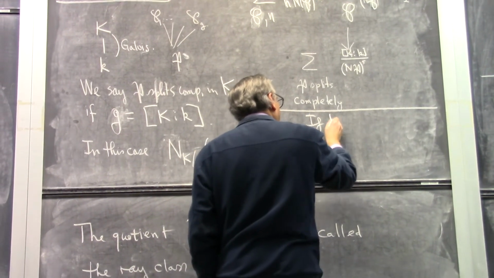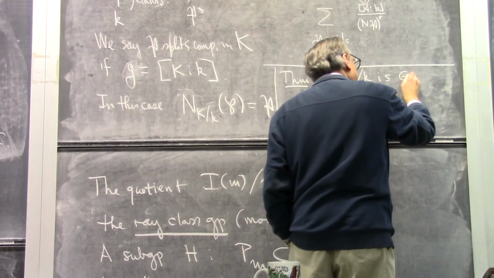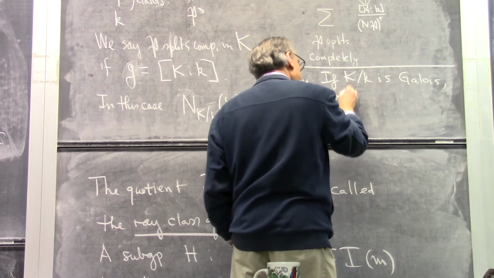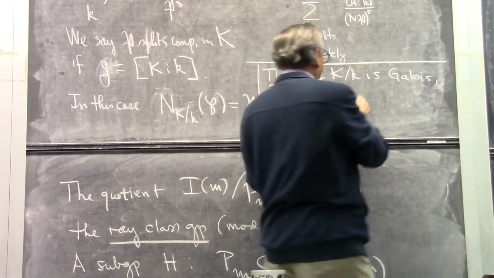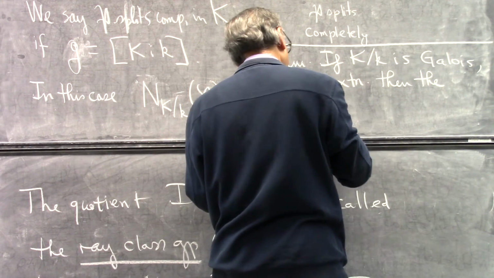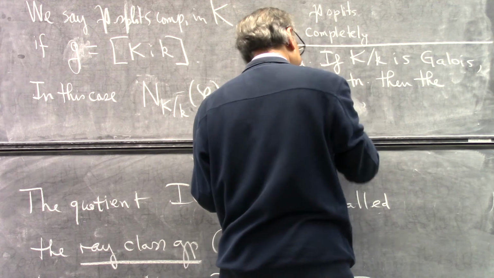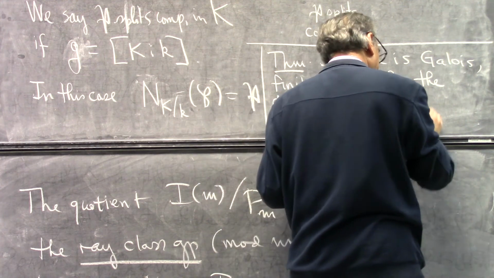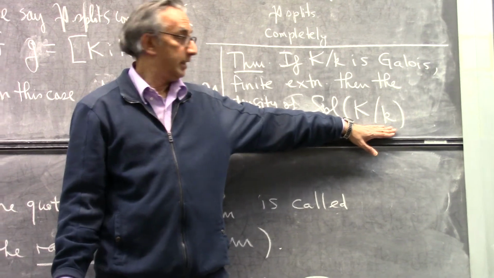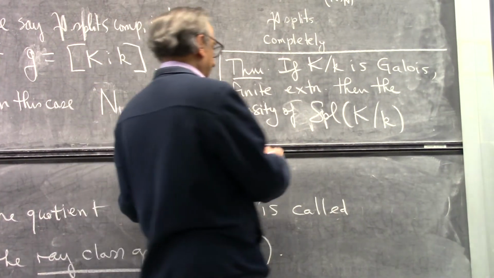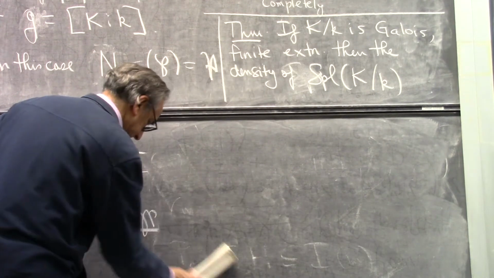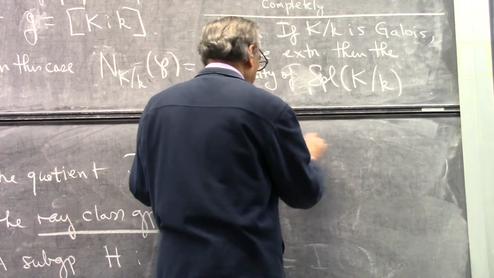If capital K over little k is a finite Galois extension, then the density of the set split(K/k), the collection of prime ideals, German P, that split completely in capital K, has density 1 over the degree of the field.